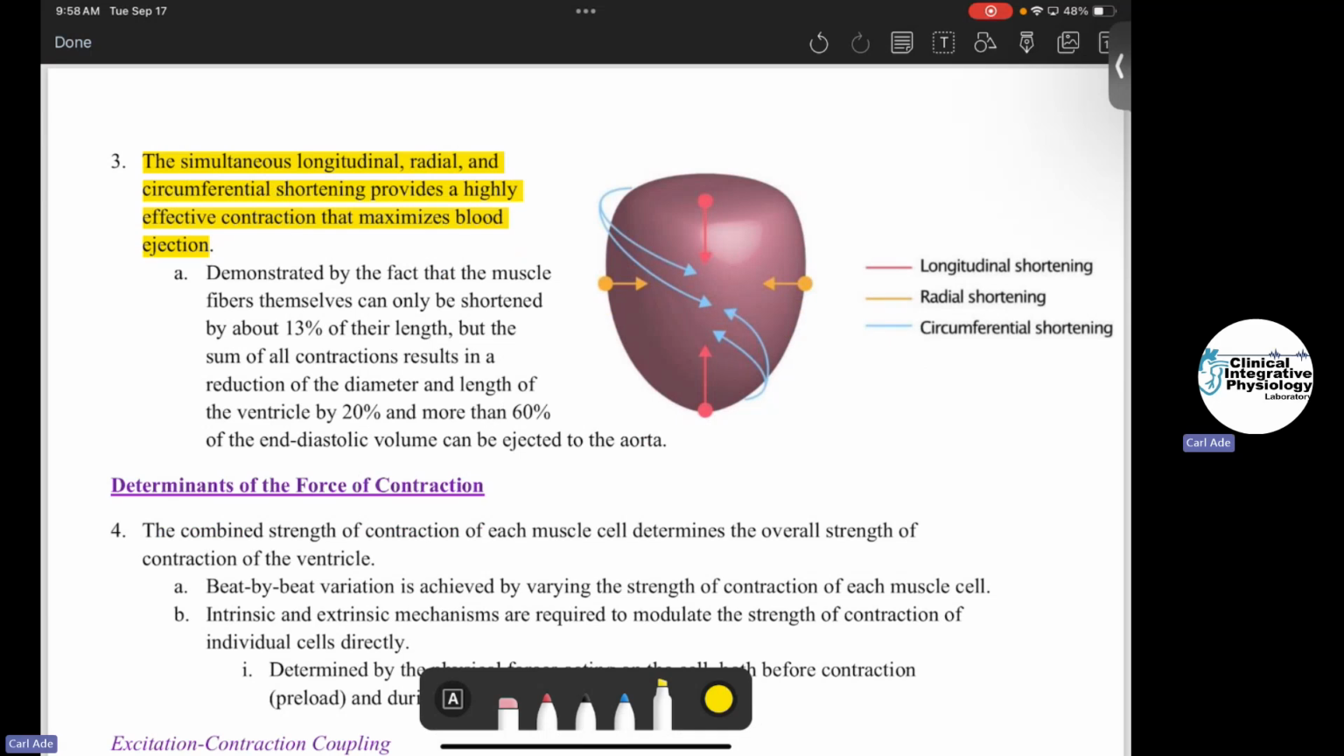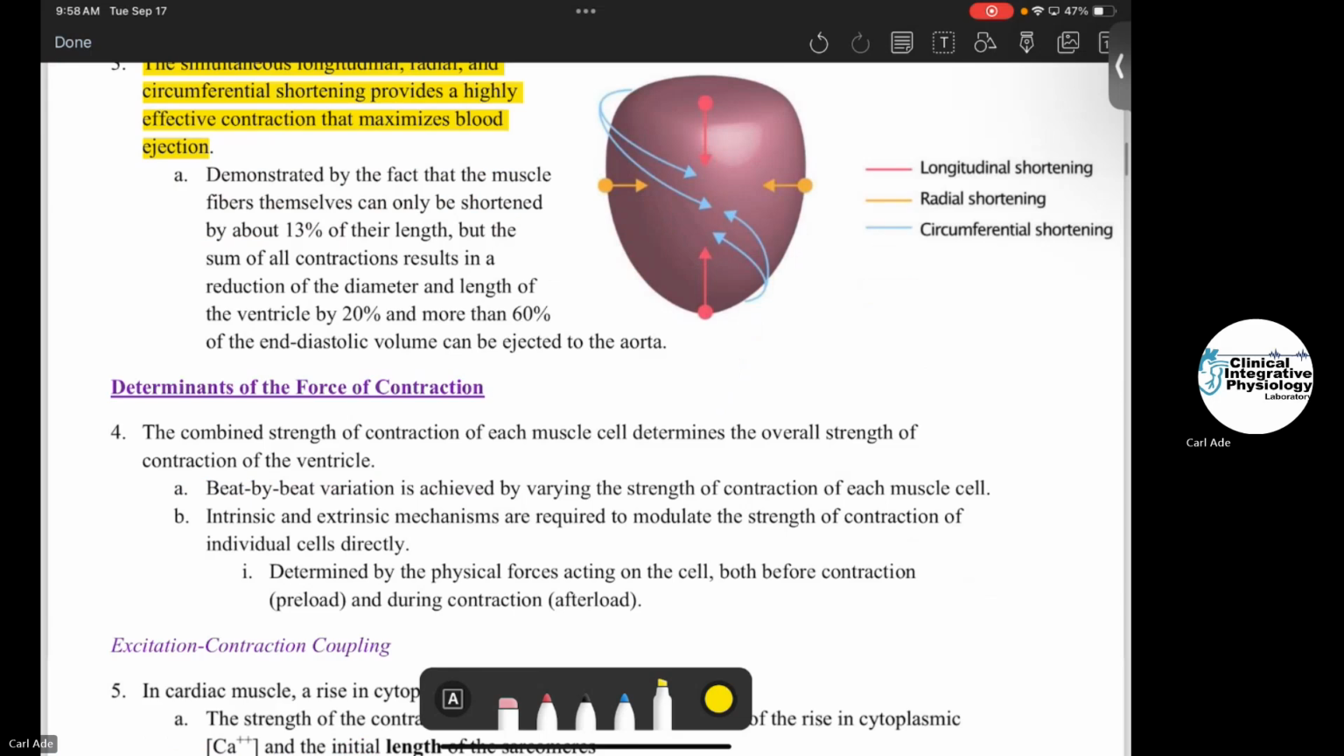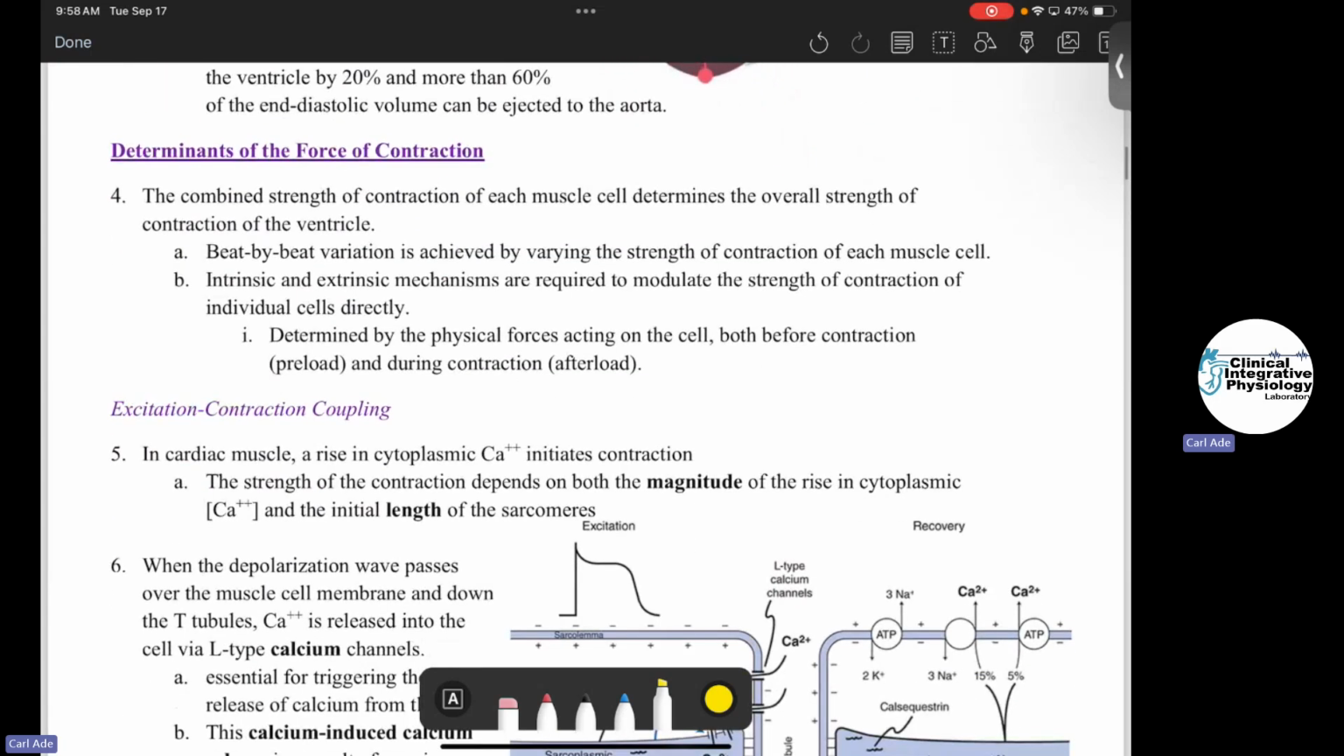And this is partly how we'll get into this a little bit with stress and disease and exercise adaptation. How if you endurance train someone, you can get small changes in the length of a cardiomyocyte with endurance training and get huge changes in stroke volume. Okay, so let's get into the determinants of the force of contraction.